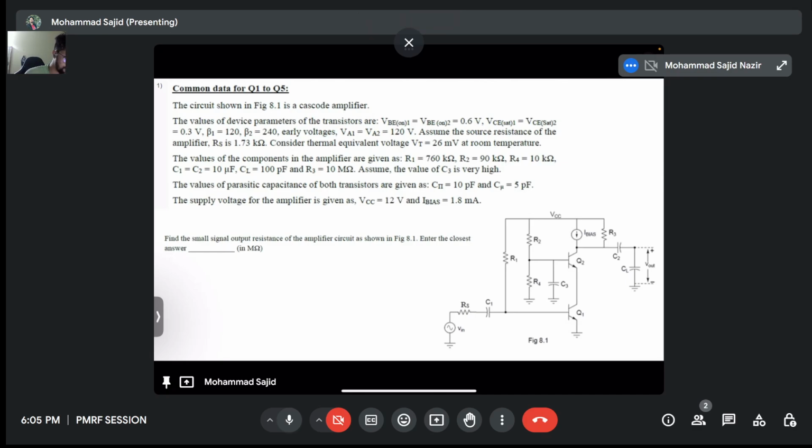Okay, so we can start this session. And the session again will be on how to solve the circuits by using equivalence circuits.